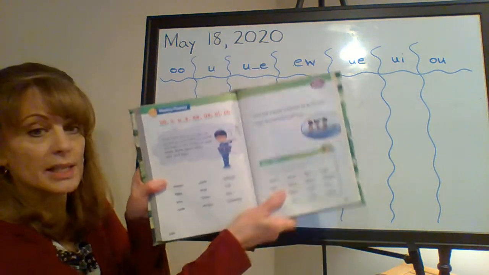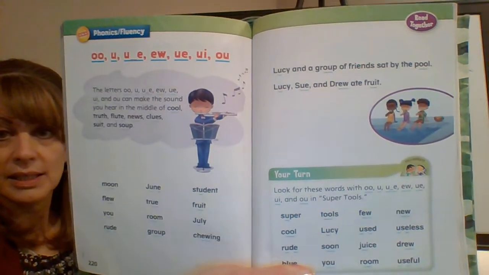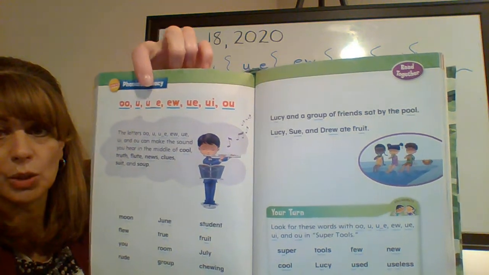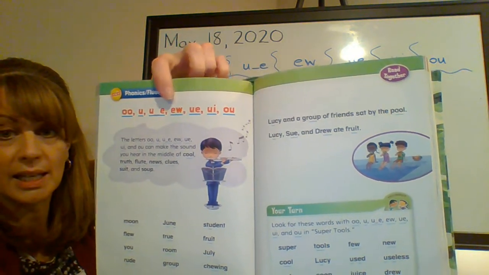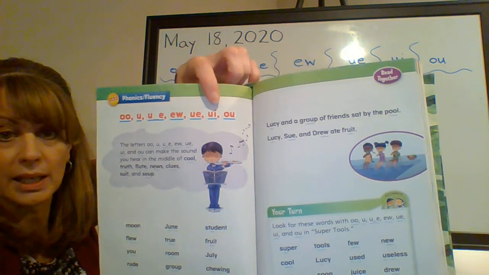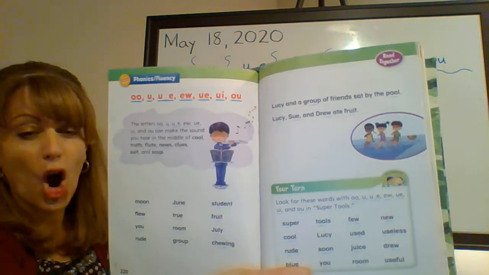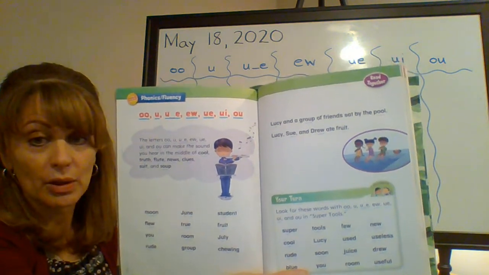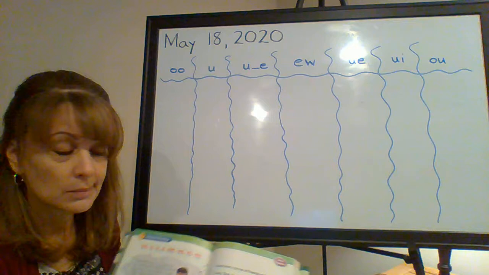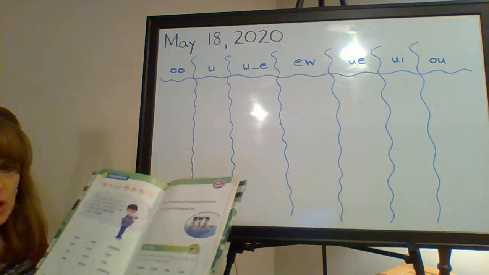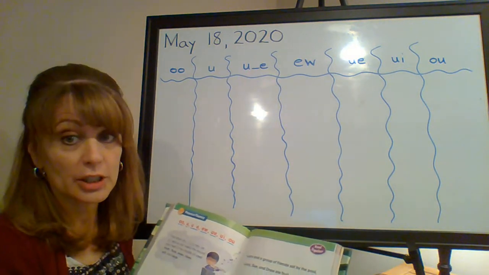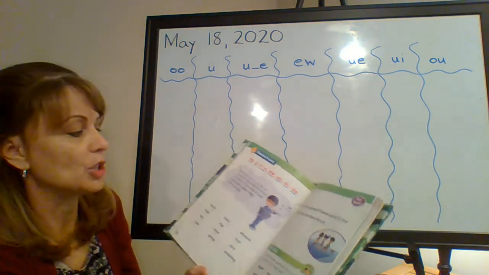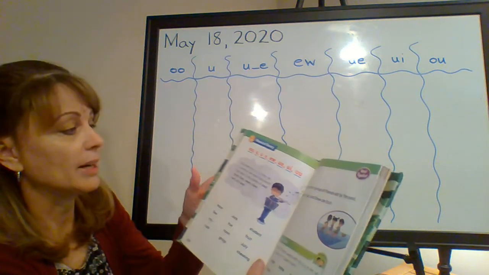So if you look, it's this page here. It says phonics, fluency, and you see the letters here: O-O, U, U consonant E, E-W, U-E, U-I, and O-U. All those combinations of letters spell the same sound of oo. We've talked about the English language being very difficult to learn. And a lot of the words, it has to do with where these words came from, which language. We don't need to think about that right now.